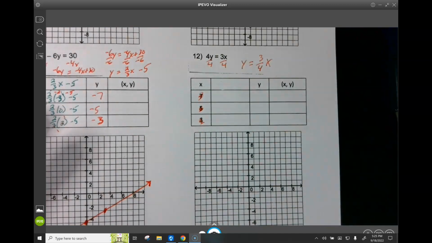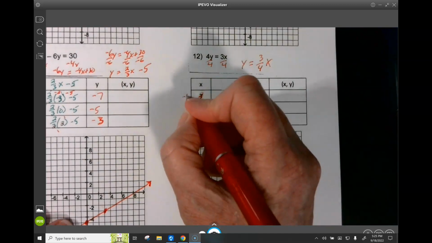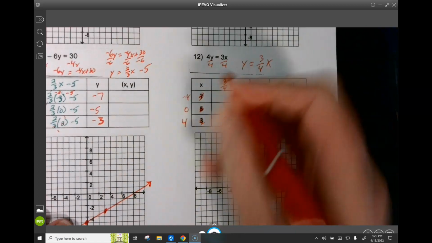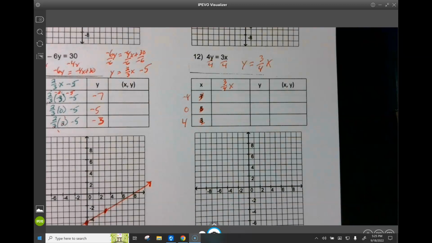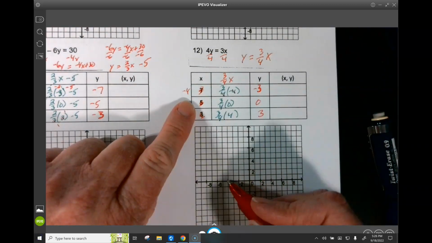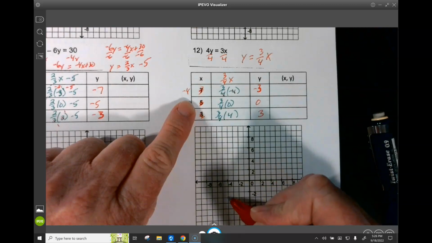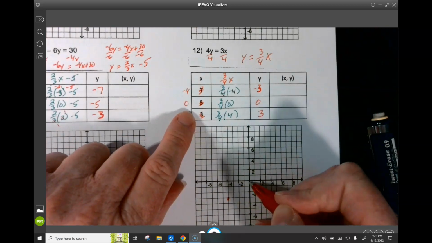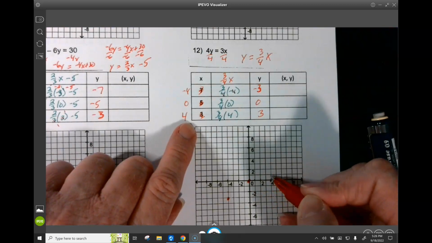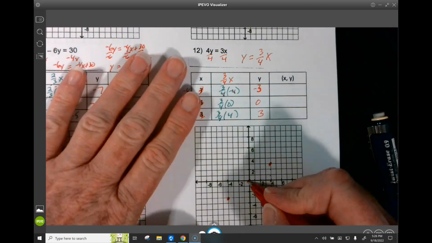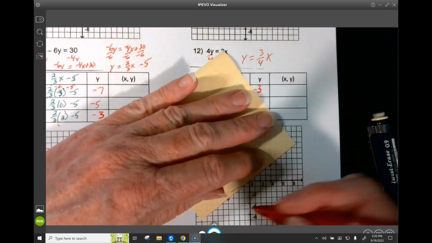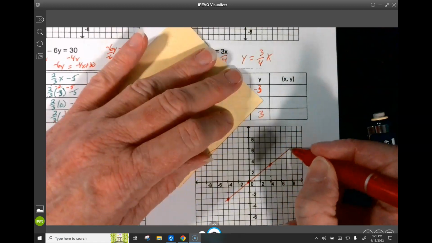What numbers do we want to use here, people? That's right, negative 4, 0, and 4. Let's go. We know this. Okay, so plug those numbers in. Go. So let's plot those points. Negative 4 and negative 3. 0, 0, and 4, 3. So when we draw that line in, take our straight edge, and we draw that line.